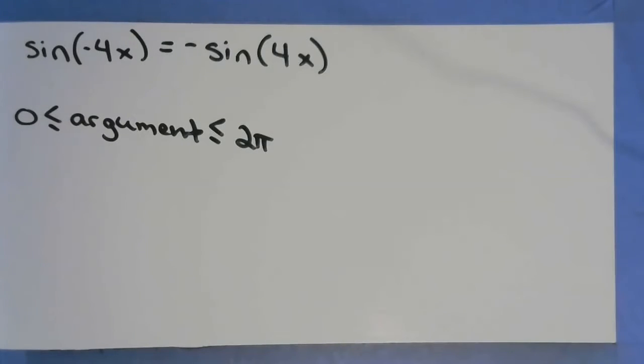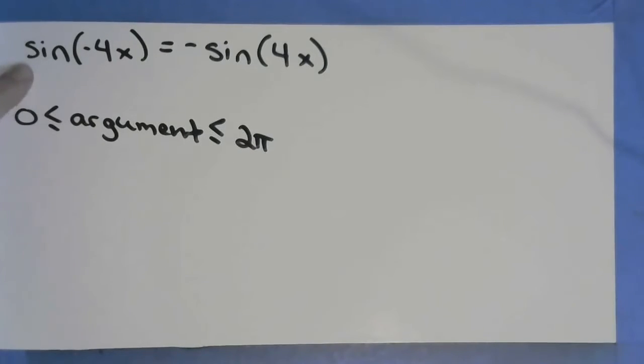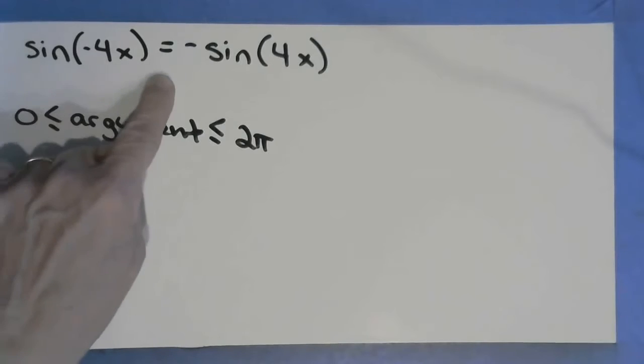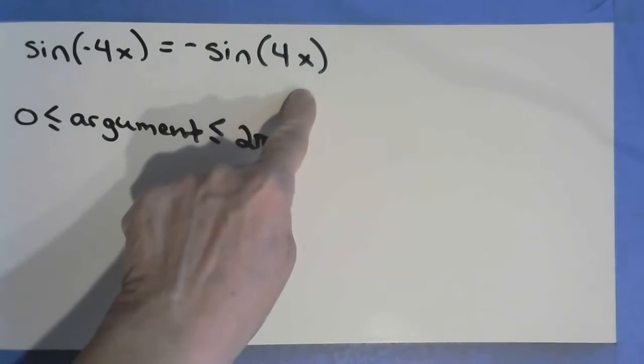We want to see how to graph sine of minus 4x, which we have already figured out, because sine is an odd function, is the same graph as the minus sine of 4x.